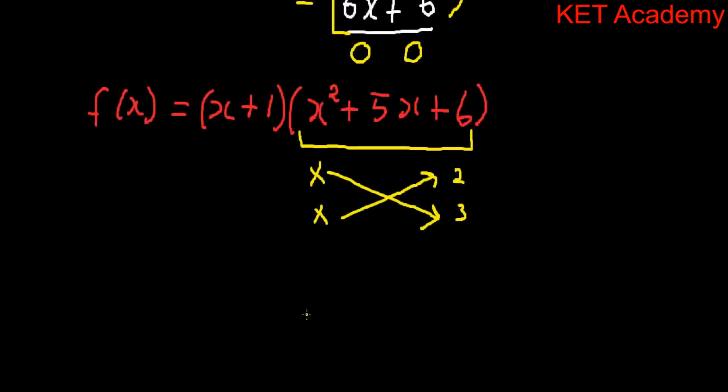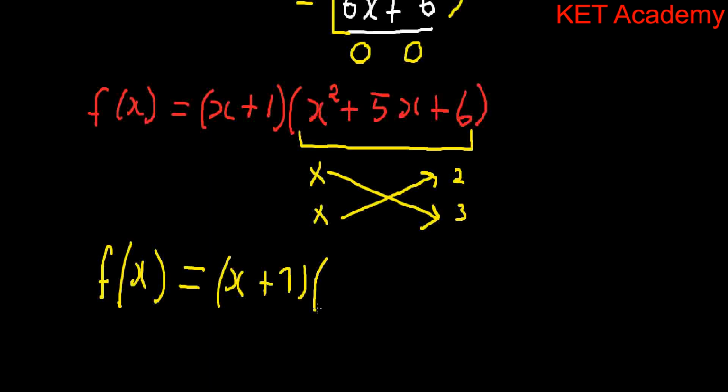Therefore we've simplified that. So our final answer will be f of x equal to x plus 1, x plus 2 and x plus 3. So that's our final answer.